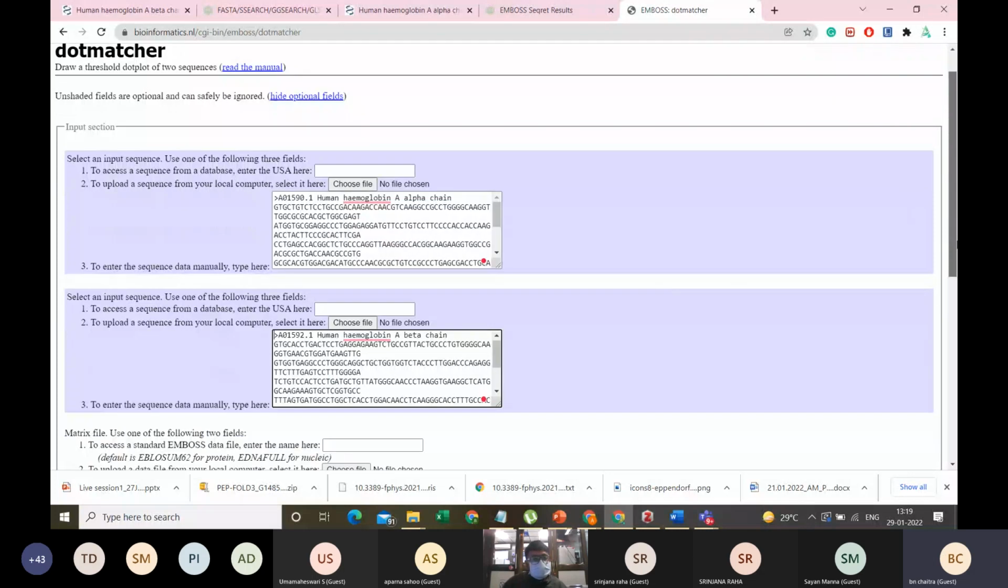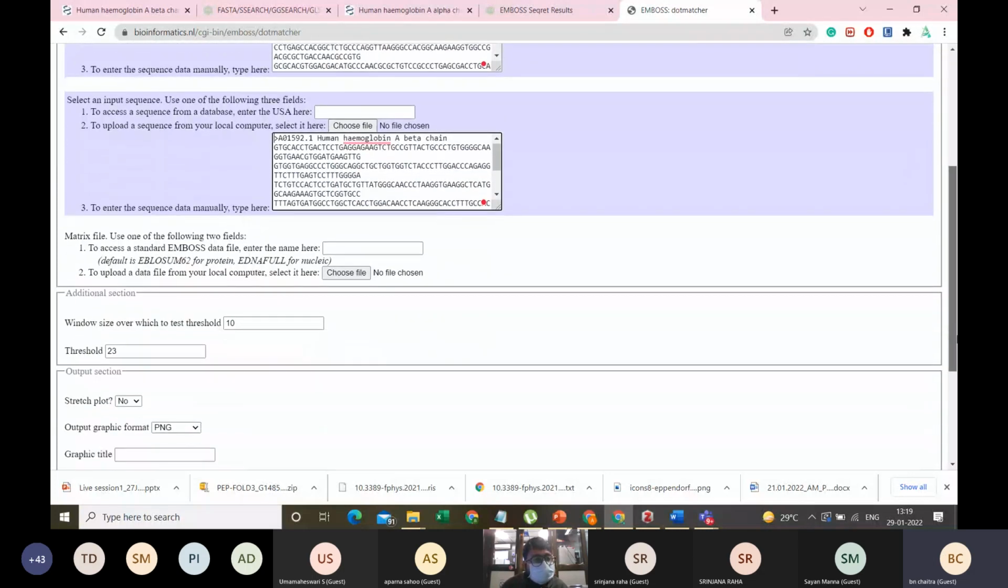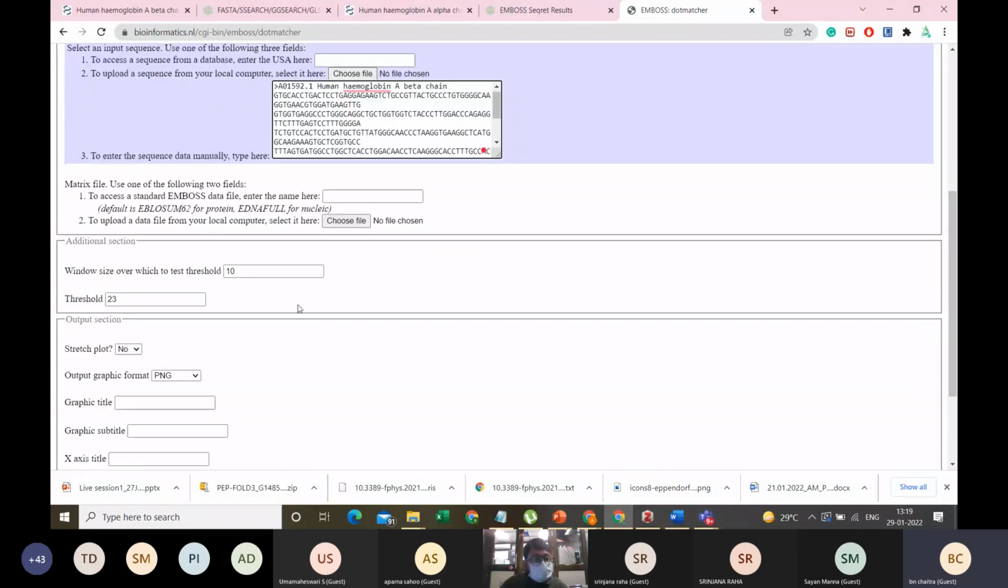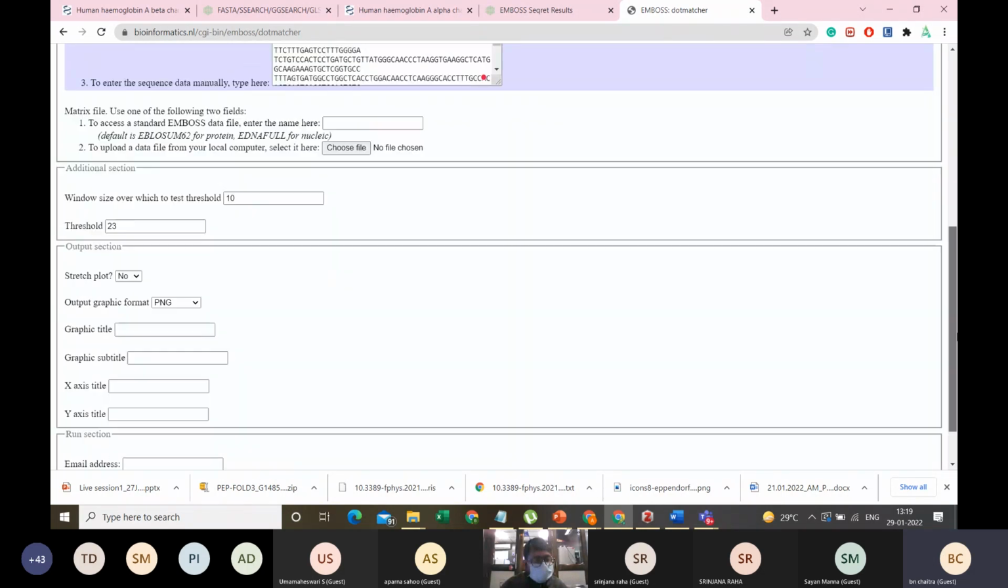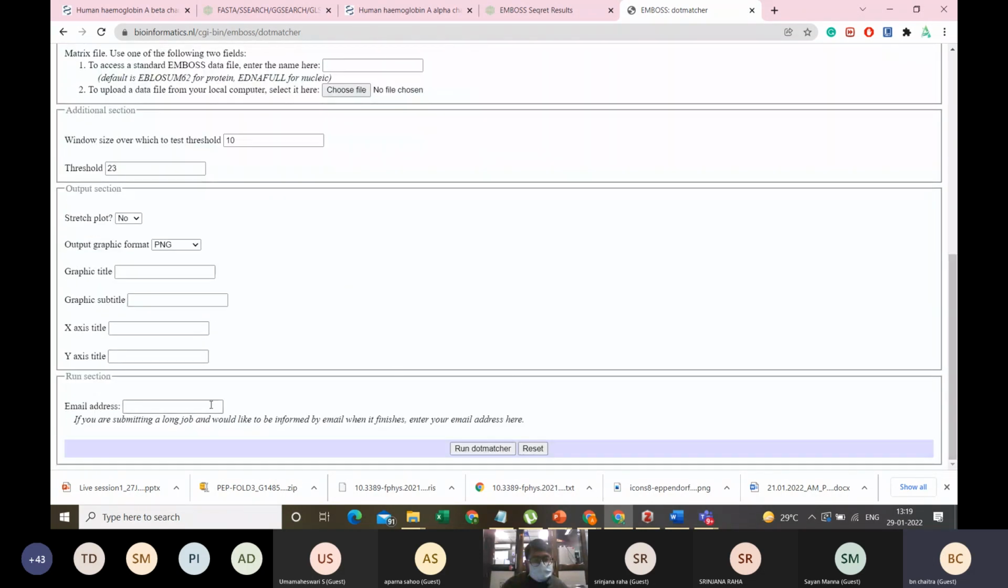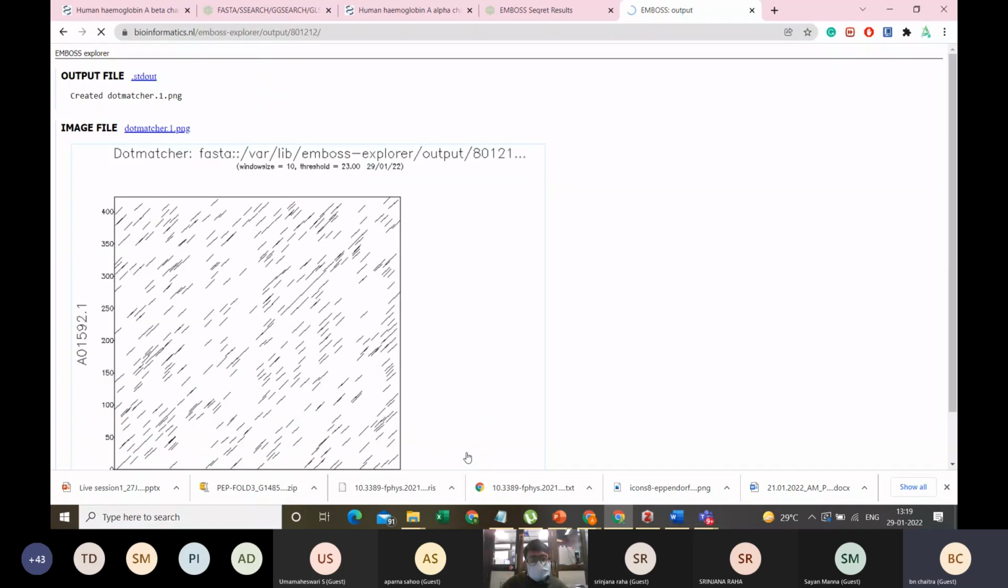The alpha chain, beta chain. The window size: we are not changing anything, just taking the default. You all can play with it, give different thresholds, and look at how it's working. So we'll run the dot method to see.